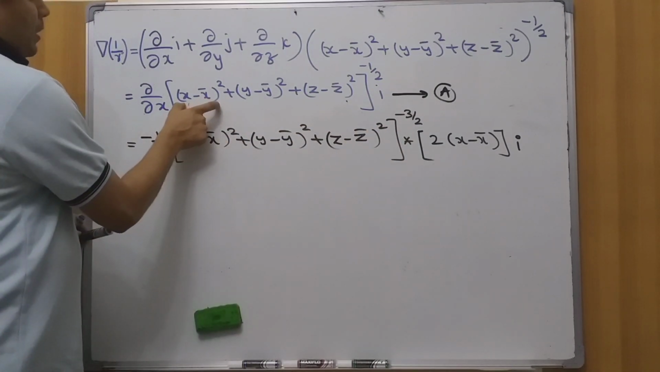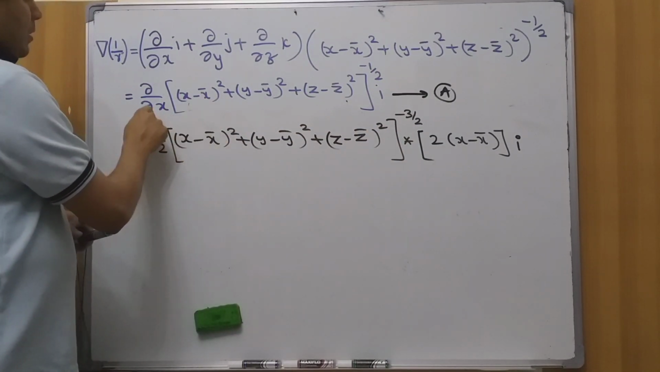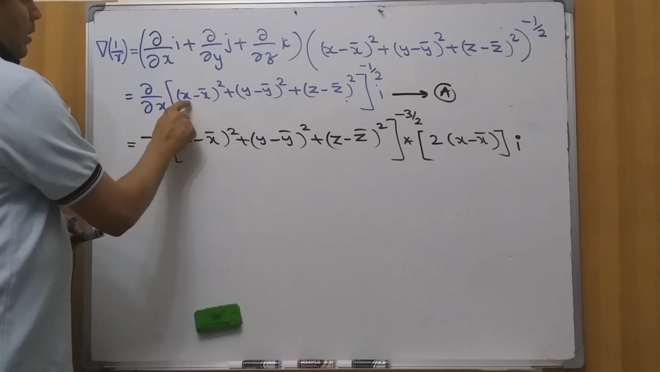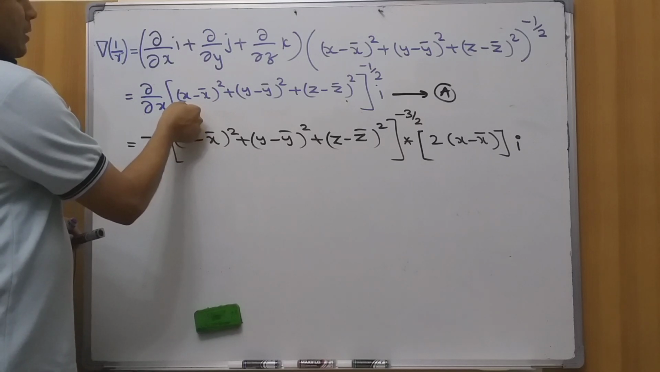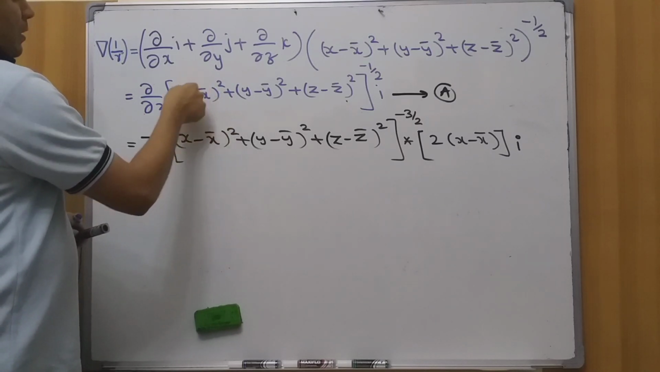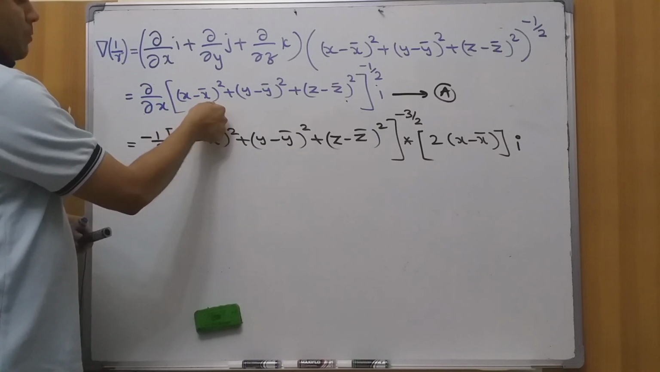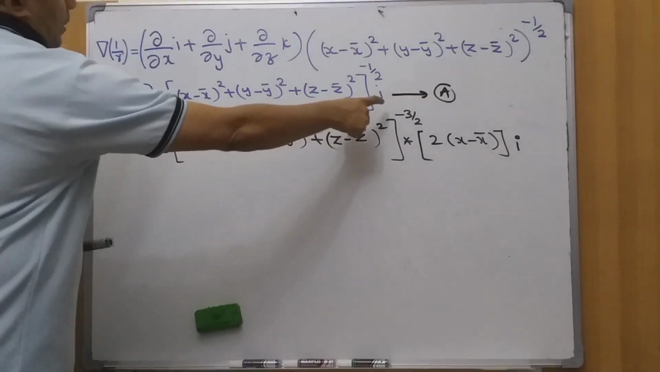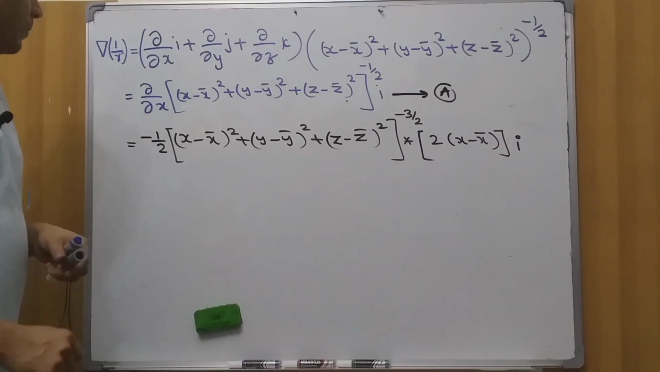Then we have to look at the term inside the bracket. Since this particular function we are going to differentiate with respect to x, then we are supposed to find the differentiation of this particular term, which is x minus x bar whole square. And if you try to take the differentiation of x minus x bar whole square, we will get 2 into x minus x bar, then the direction vector, which is i.